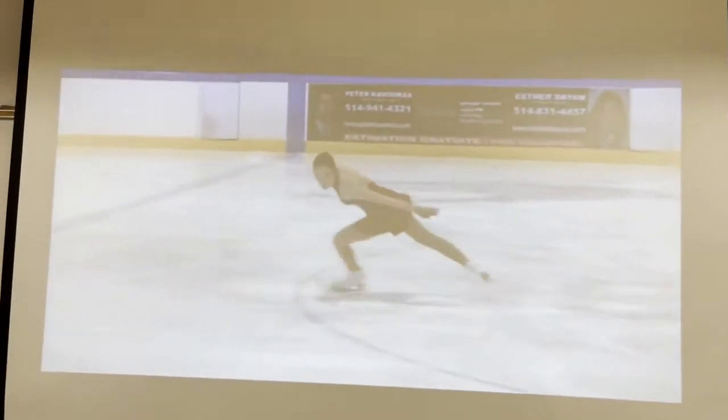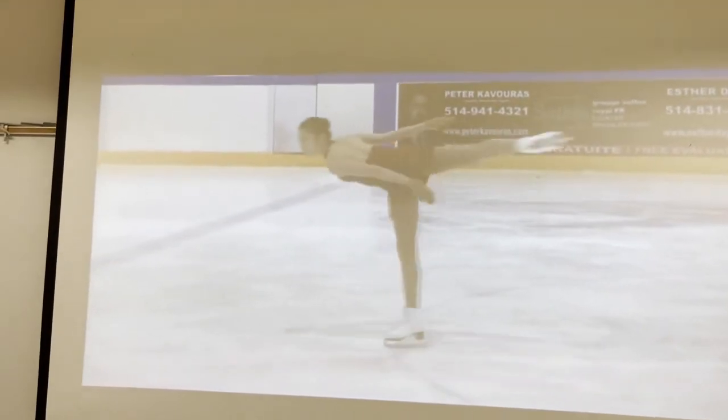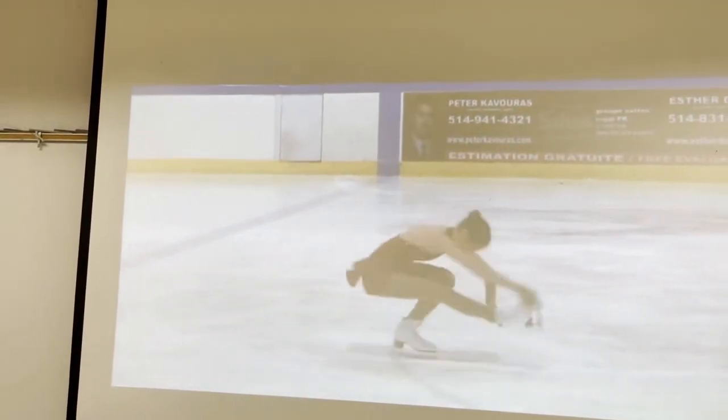Next up, change of position and change of foot in a spin. Here you have a combination spin of 3 positions, 2 on one leg and 1 on the other.